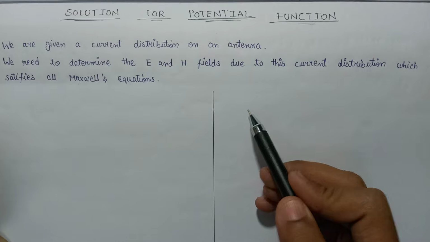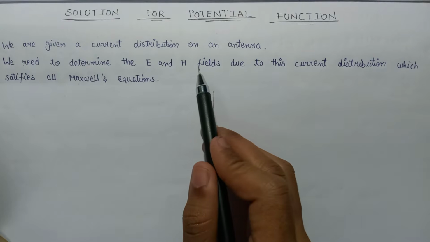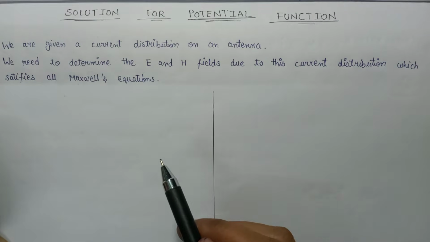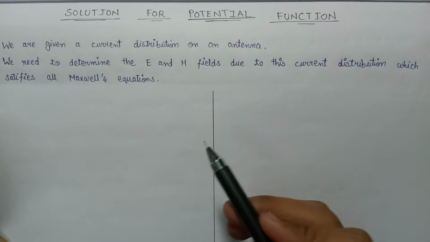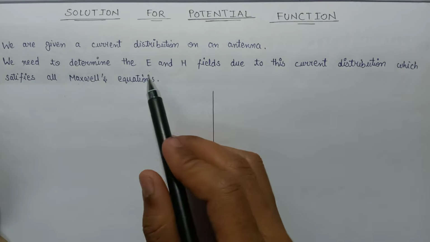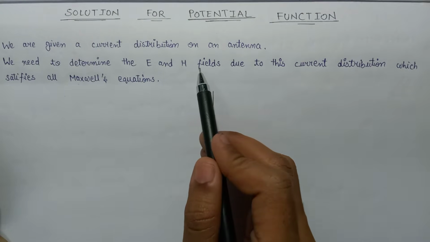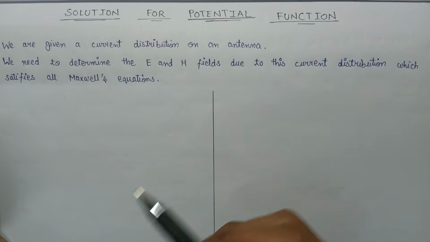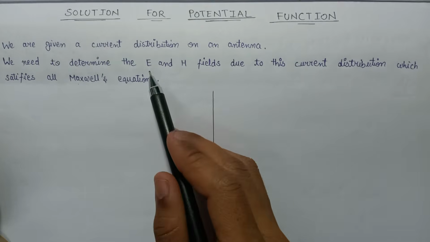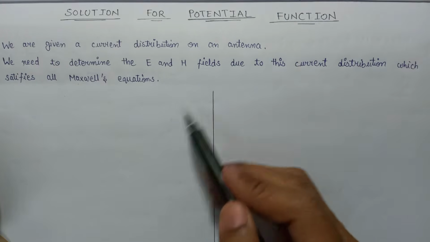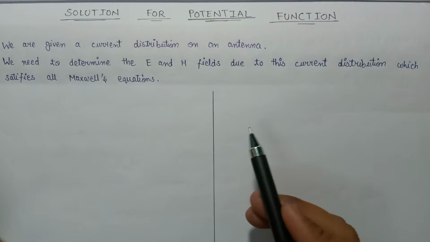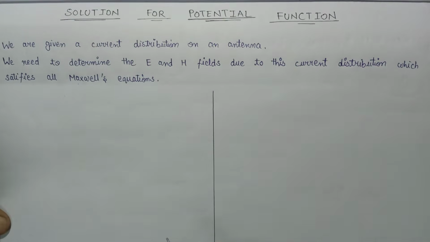This condition says that the electric and magnetic fields should satisfy Maxwell's equations. In the previous lecture we also discussed the four Maxwell's equations. So these electric and magnetic field equations should also satisfy those four Maxwell's equations. Step by step we will solve for the electric and magnetic field equations, and then we will satisfy all four Maxwell's equations. So this is all about this lecture. Let's begin with the first condition.